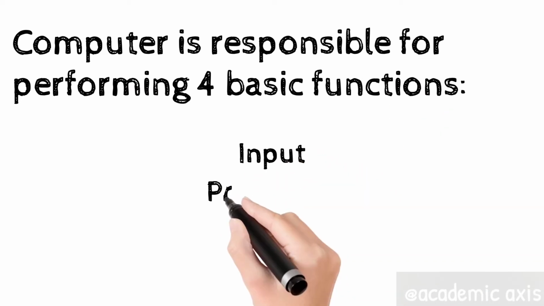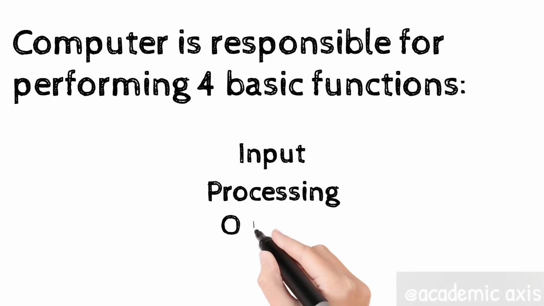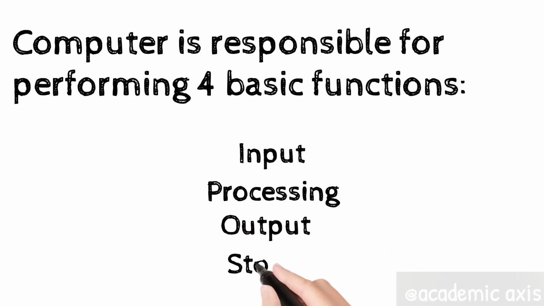Computer functions. A computer is responsible for performing four basic functions: input, processing, output, and storage. Every computer has special parts to do each of the jobs. Whether it is a multi-million dollar mainframe or a $1,000 PC, it has the four important components: input, memory, central processing, and output.